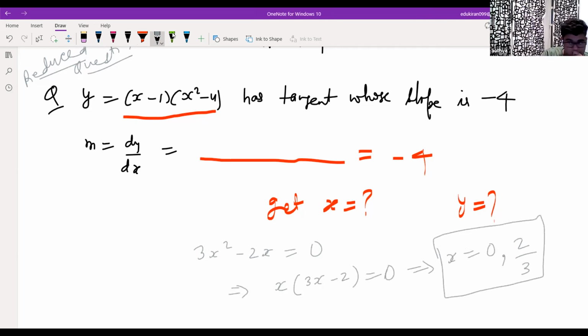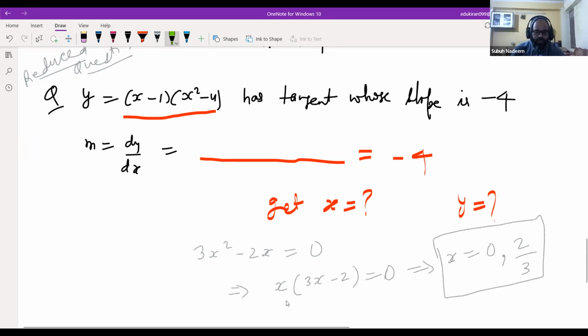Either this becomes 0 or this becomes 0. If this becomes 0, x is equal to 0. If the other one becomes 0, x is equal to 2 by 3. No, this is what happened now.